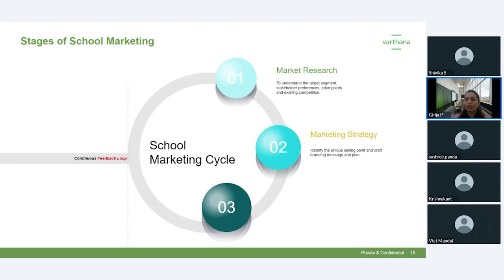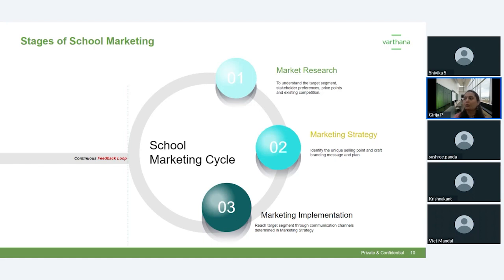Second, once you have the data, based on that you make the marketing strategy: what things you need to highlight which can attract the parents and students. And last but not least is the implementation of whatever strategies you make. You use effective channels which can help you reach the maximum number of parents and effectively communicate what you want to communicate.